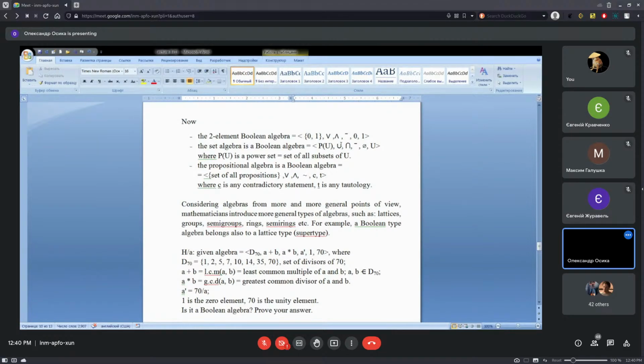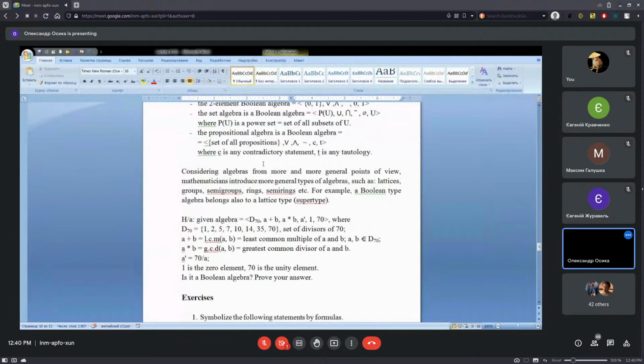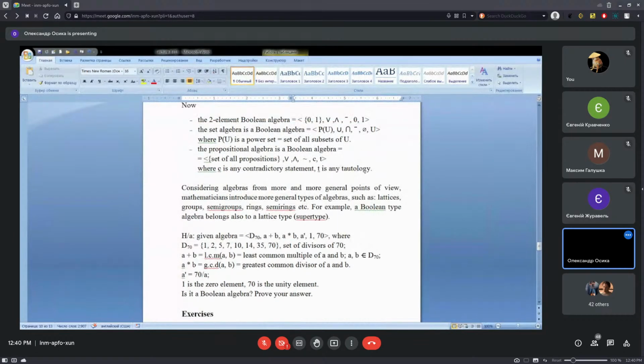Operations: union, intersection, complement, empty set, and the universal set itself. The propositional algebra is a Boolean algebra where the set of all propositions has the logical connectives and, or and not.